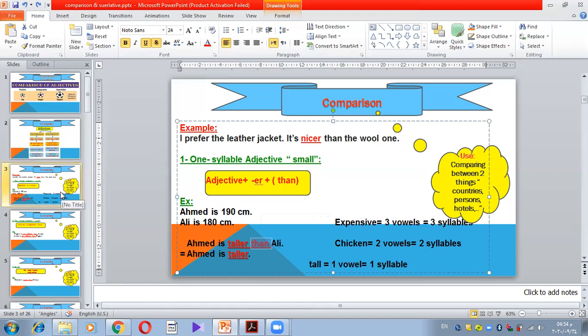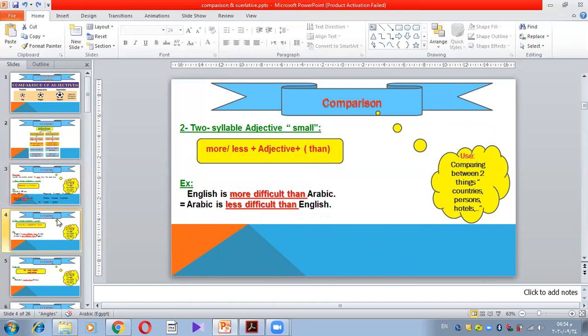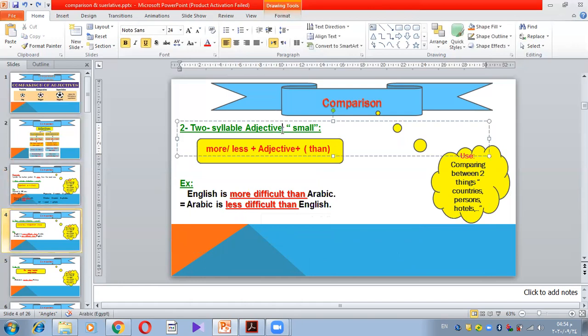That's the first rule that we have. Rule number two: adjectives of two syllables or more. It's not a small adjective in this case. We can say a big adjective, a little bit longer adjective, and you may hear the term long adjectives, which is more common.